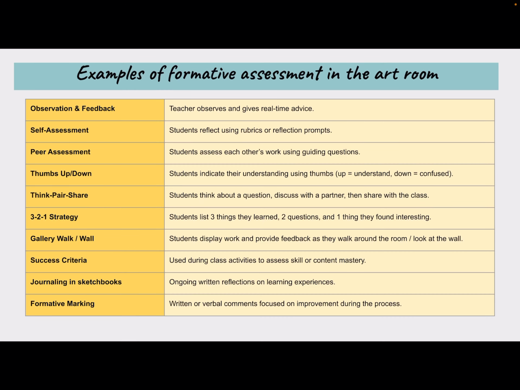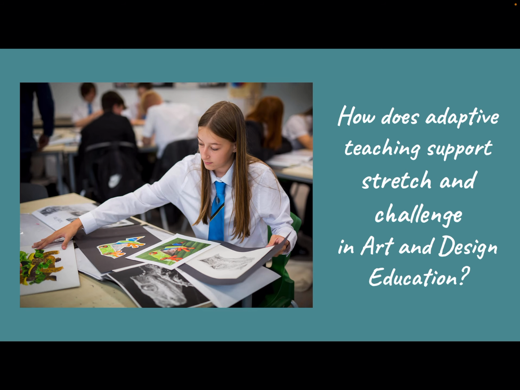And here are some examples of formative assessment that I've used in the art room, inspired by Debbie Light's pedagogy: observation and feedback, self-assessment, and thumbs up and down. Those three I use a lot, and think, pair, share, but all of them I use regularly in the classroom.